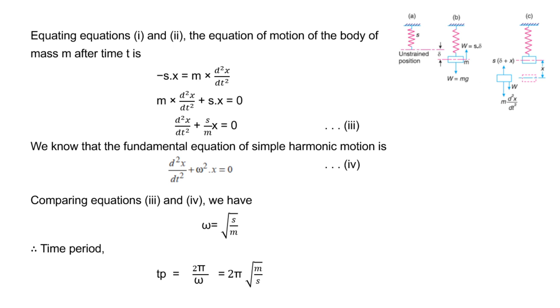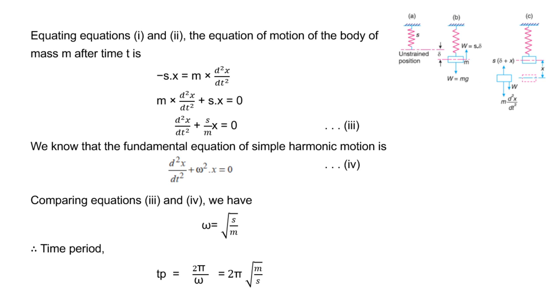Now, equating these two equations 1 and 2, I will get minus S into x is equal to m into d2x by dt square. Simplify this equation and make the equation such that d2x by dt square plus S by m into x equals 0. Call it equation number 3.